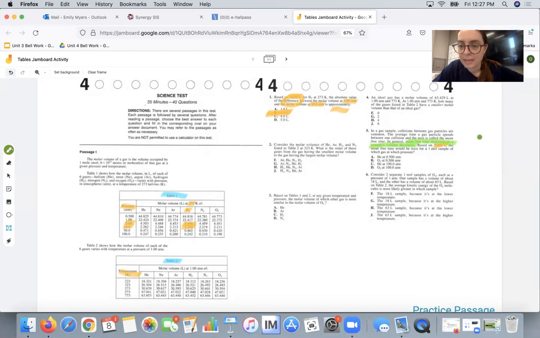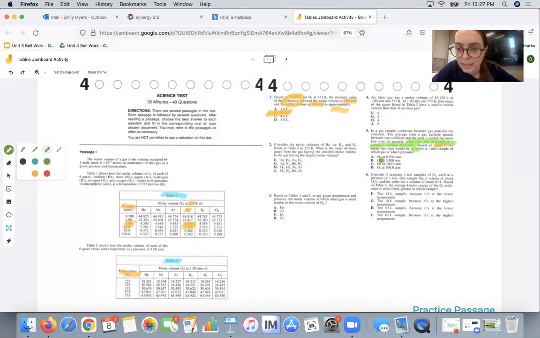Okay, based on table 1, the mean free time would be least for a sample of which gas at which pressure. Okay, free time would be least. That little chunk there tells me free time is least for the smallest volume. So basically, I'm trying to find here which one has the smallest volume. I'm looking for the smallest volume, basically. Okay, let's go through all of these and figure out which one has the smallest volume.